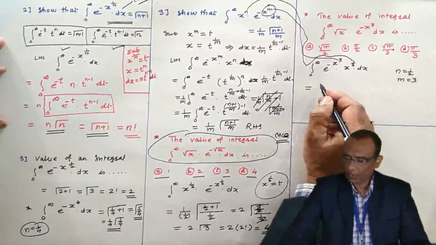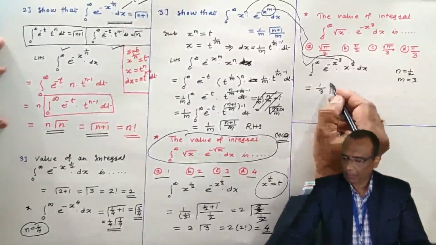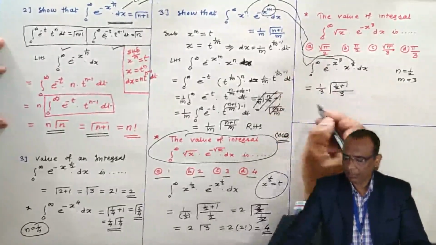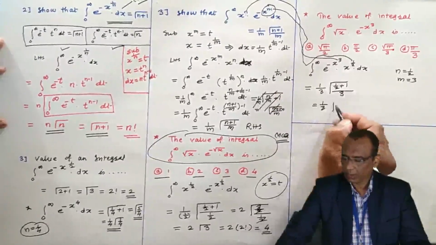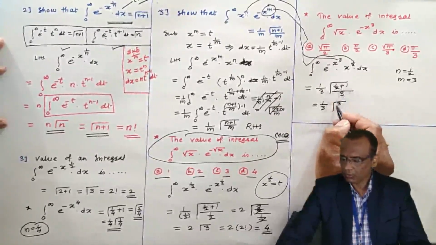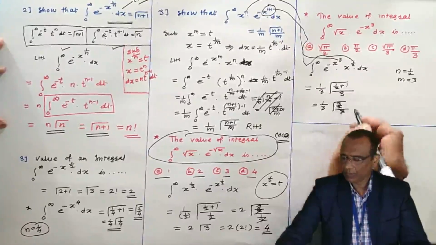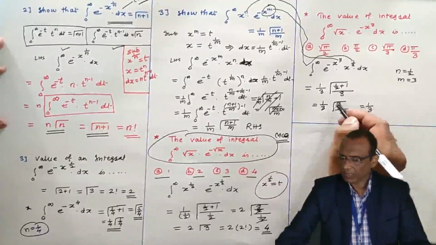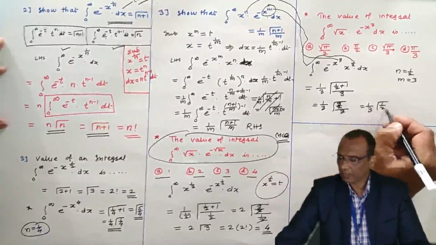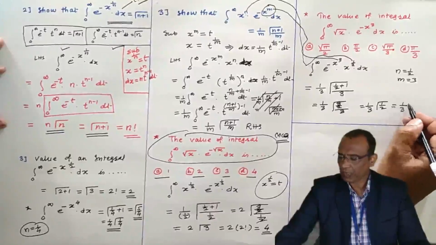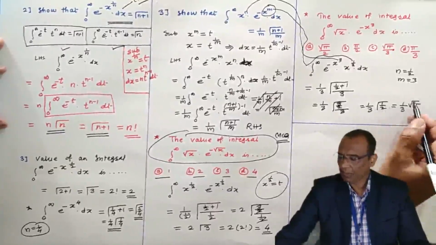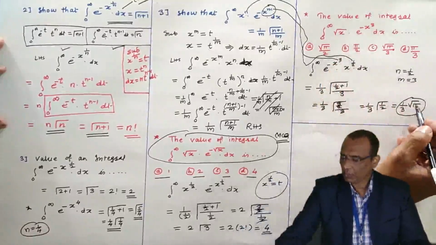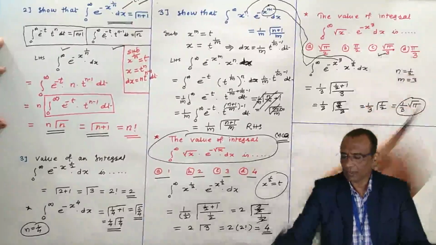If you use this formula, 1 by 3 gamma n plus 1 by m, then 1 by 3, this is gamma 3 by 2 divided by 3, and this is 1 by 3. The 3 gets cancelled, gamma 1 by 2 is remaining, and gamma 1 by 2 is root pi. In properties we have seen gamma 1 by 2 is root pi. So this is the correct answer, and the correct option is root pi by 3. This C is the correct option.